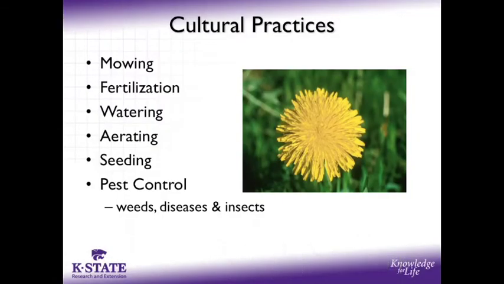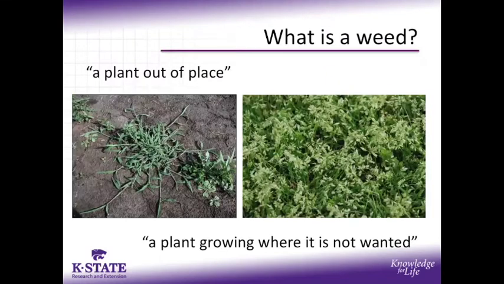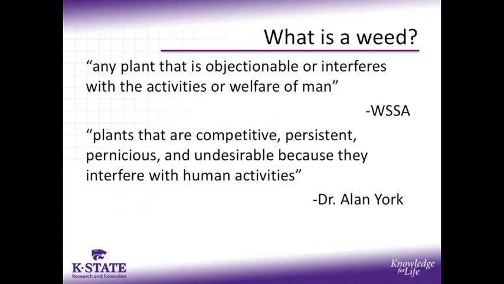We'll start with weeds, and then we'll get to the other. What is a weed? Very simple definition, right? A plant that's out of place. Well, once a year, me and other turf weed scientist nerds get together at our national conference of the Weed Science Society of America, and we sit around and we talk about killing weeds. And the society has an official definition of what a weed is, right? And I really like it because it says it's objectionable or interferes with the activities or welfare of man.